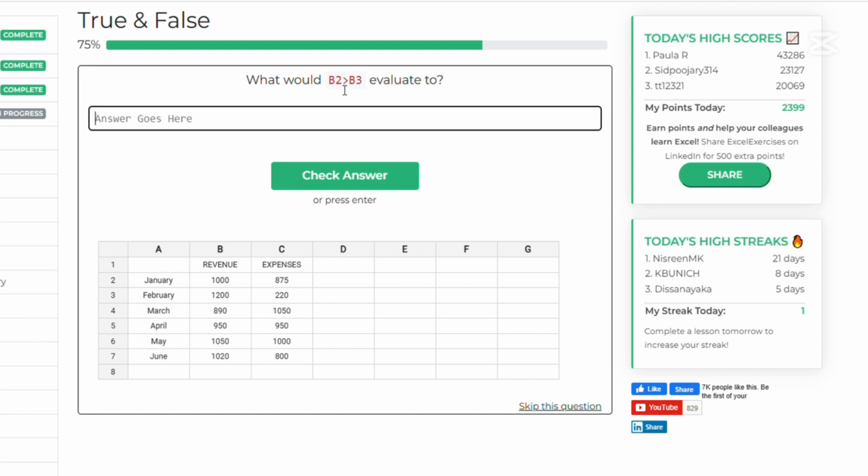Now, what would B2 greater than B3 evaluate to? So for here, you go down again. B2 is 1000. Is that greater than B3, 1200? The answer is false.